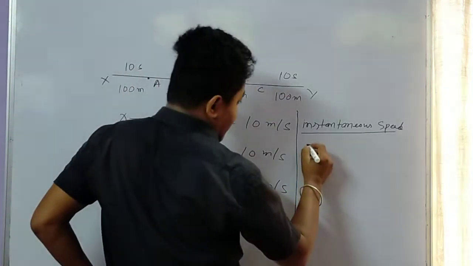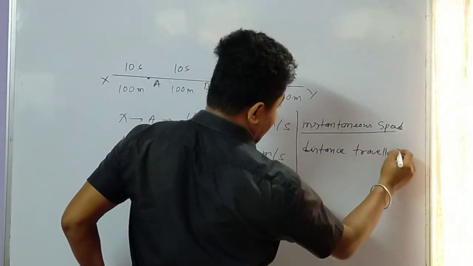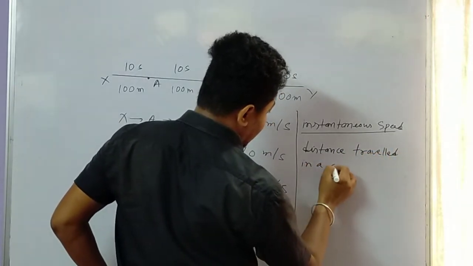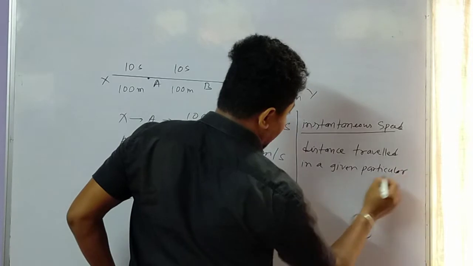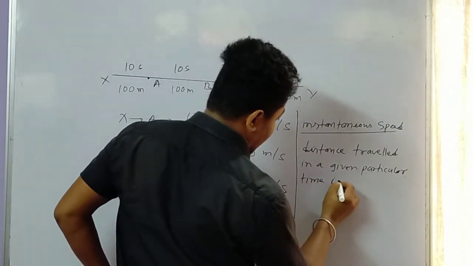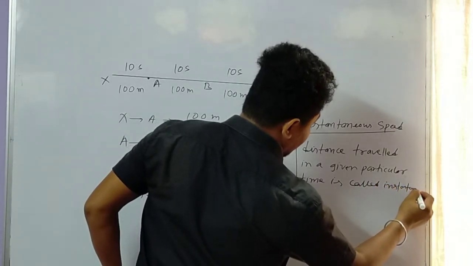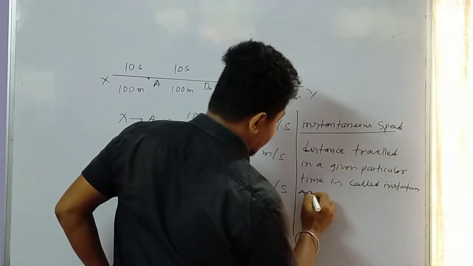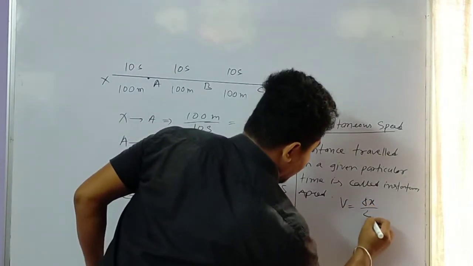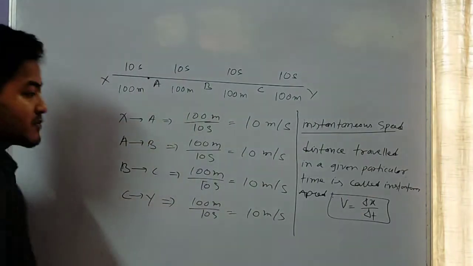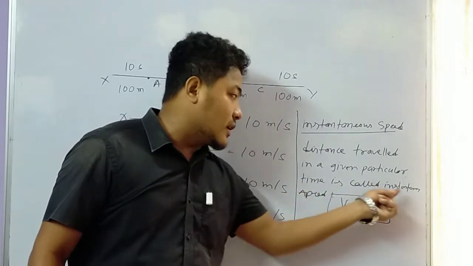You can write: distance travelled in a given particular time is called instantaneous speed. Am I clear? It will be expressed as v is equal to delta x by delta t. That is your instantaneous speed concept. Distance travelled in a given particular time is called instantaneous speed.